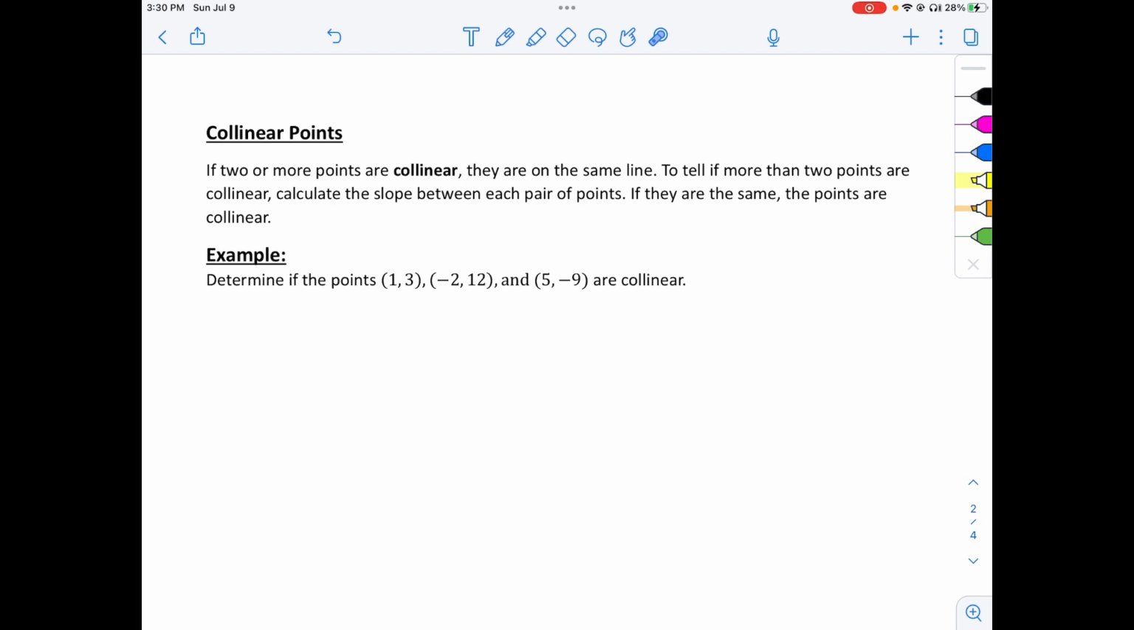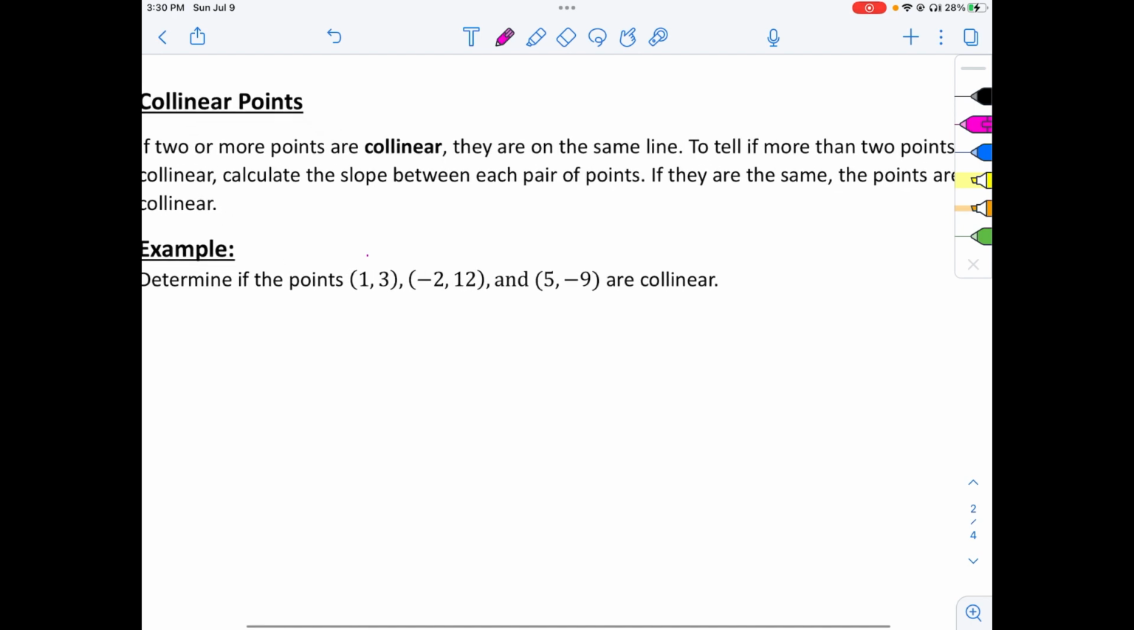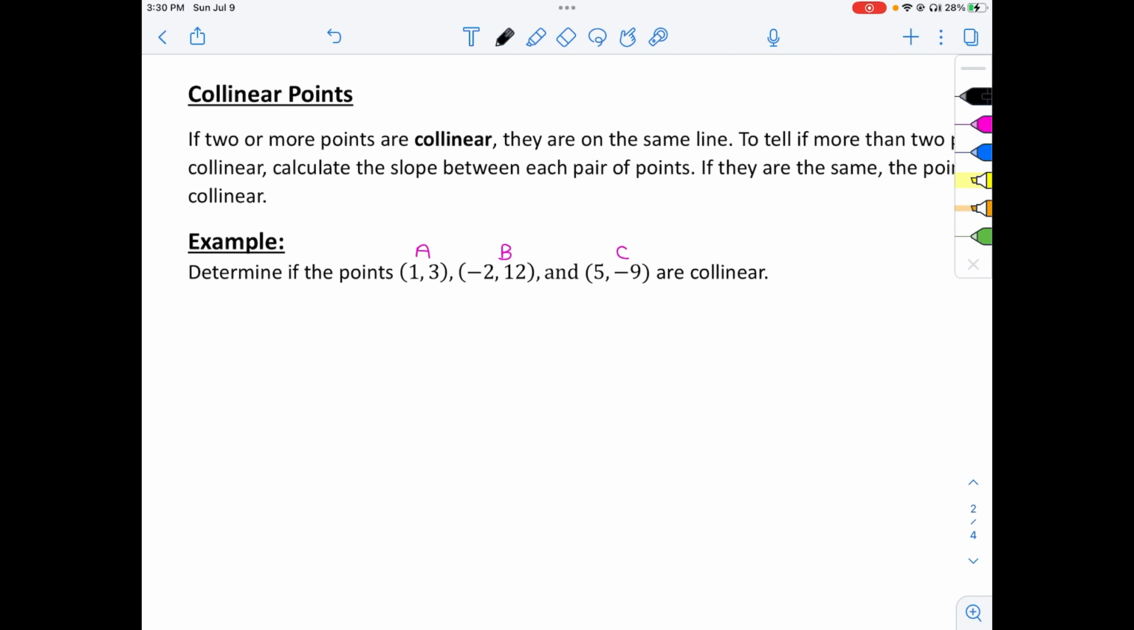Okay, so what I'm going to do, I'm going to call this point here A, I'll call this one B, and this one C, just so that when I'm writing, I can show this a little bit easier. Okay, so I'm going to first find the slope between A and B. Again, I could do A and C if I wanted to. It doesn't matter which one I pick. I'm just going to do A and B because that's in alphabetical order.